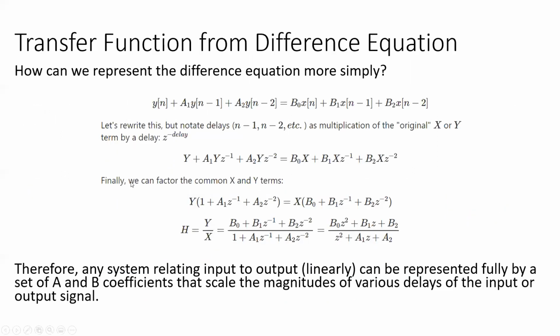But there are better ways for a lot of purposes to represent these. So if you look at this difference equation, first thing is you have these delay terms. That's the n-1, n-2 here and here. And you could have additional terms. I just chopped it off after the second delay. So we can rewrite it by notating delays instead. Think of them as multiplication of the original x or y by some delay. And we're going to term that with just this variable z.